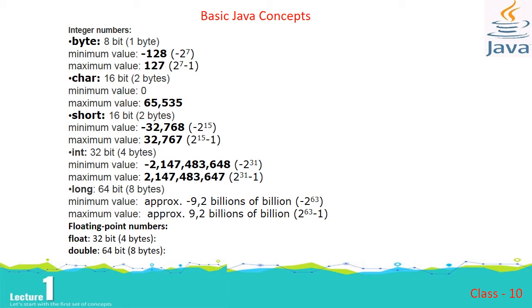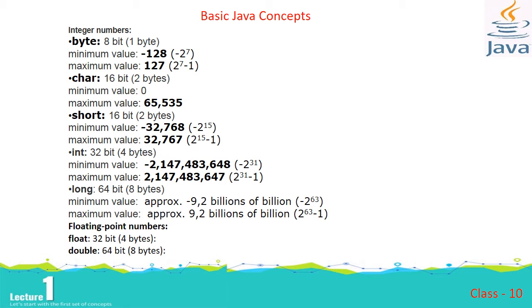Short, 2 bytes, minimum value is -32768, and the maximum value is 32767, or we can say in terms of -2 raised to the power 15 and 2 raised to the power 15 minus 1.